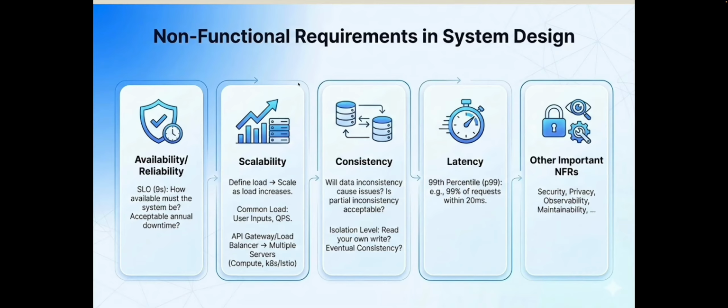This applies to pretty much every system, because which system doesn't want availability, right? The key metric here is SLO, service level objective. It defines how available the system needs to be. So how much downtime can you tolerate per year? It's measured in number of nines. For example, 99.9% availability means roughly 8.8 hours of downtime per year. And 99.99% means the system is up almost all of the year, with only about an hour of downtime.